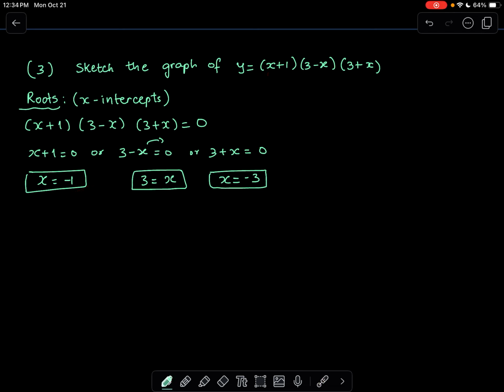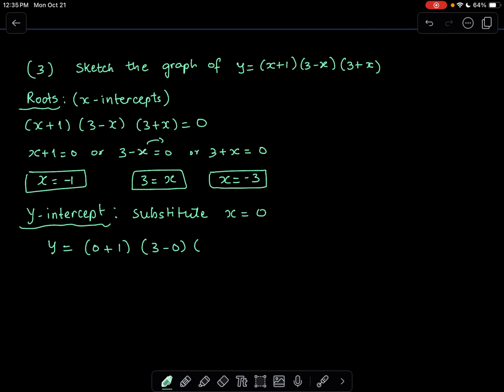All right. Now to find the y-intercept, what I'm going to do is substitute x equal to 0. So you're going to get y equal to (0 plus 1)(3 minus 0)(3 plus 0). Again, remember, there's no need to do all these steps. You're not expected to write all this when it is just a graphing question. You can do it mentally, or you may write down the steps if you like.